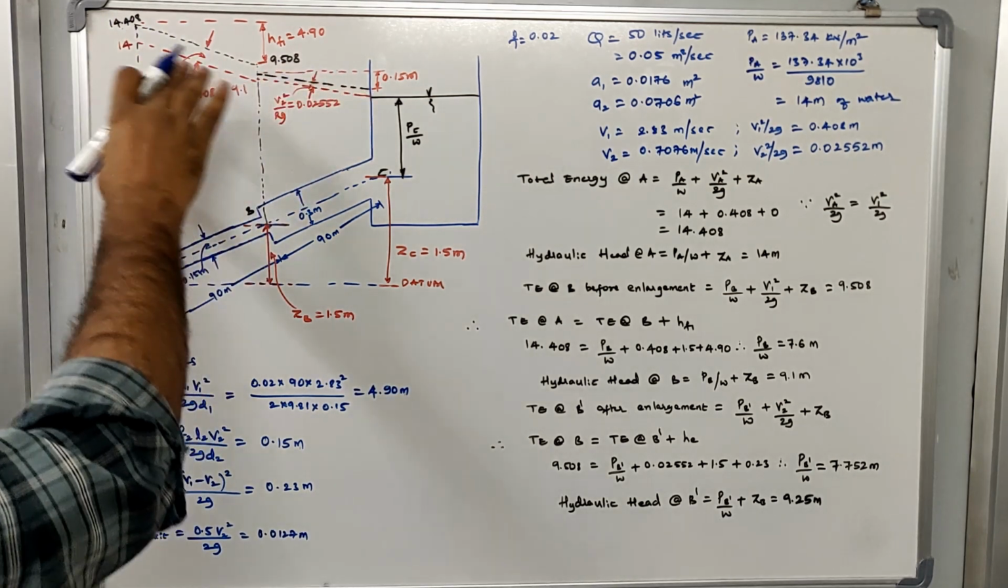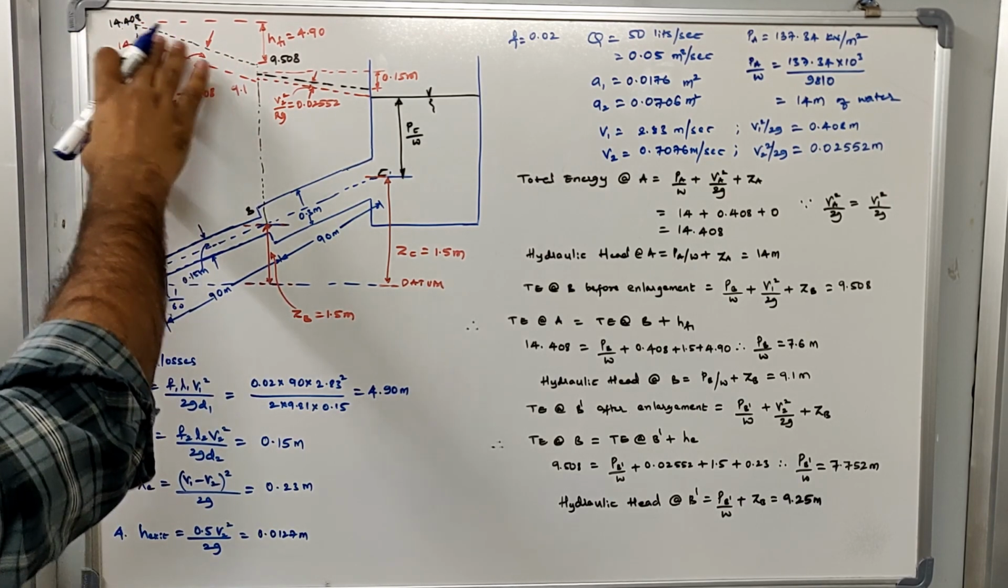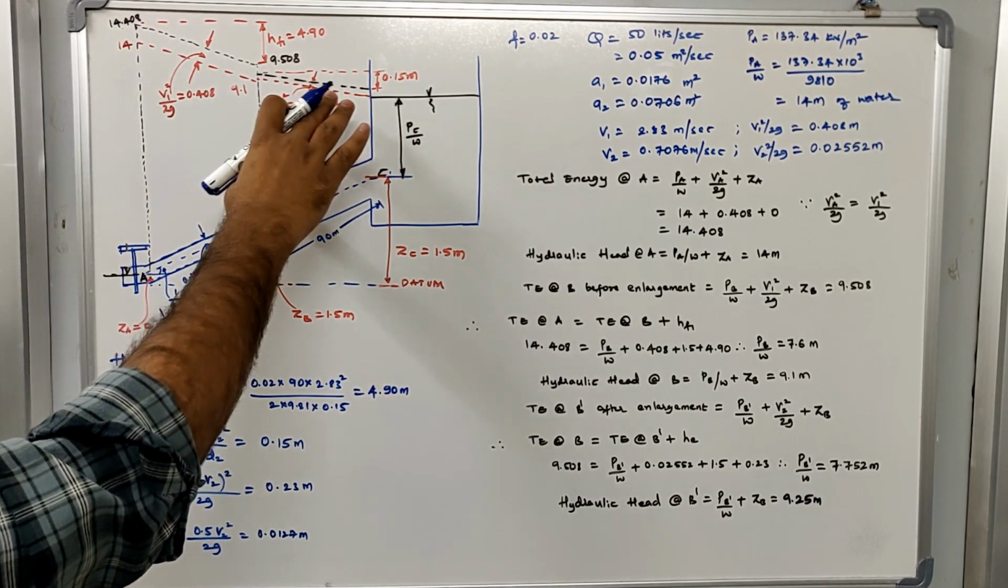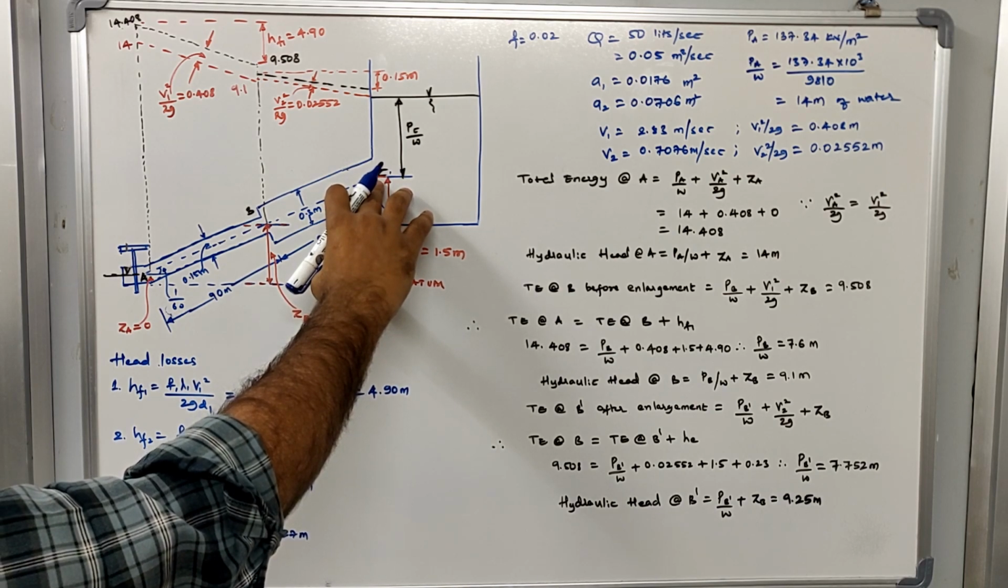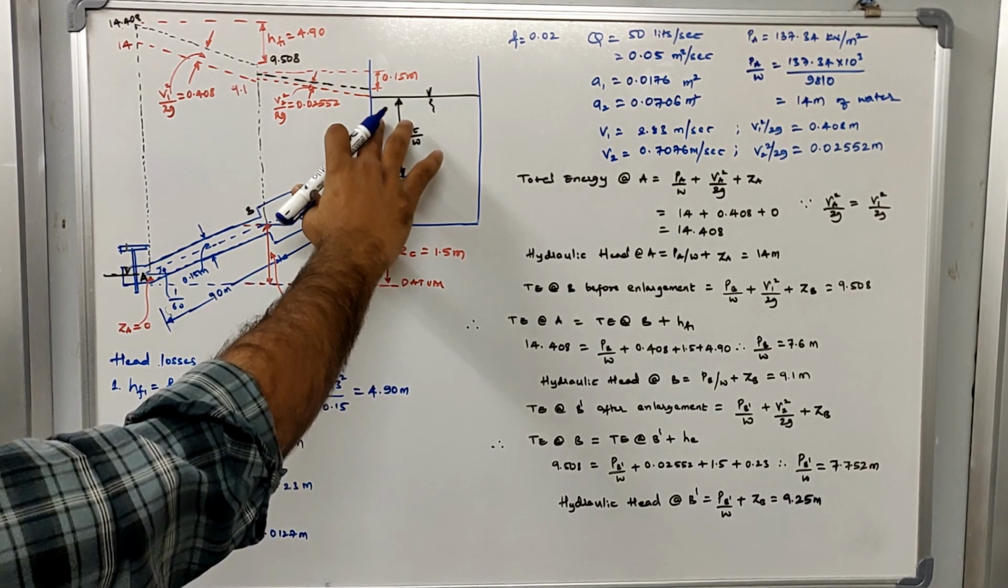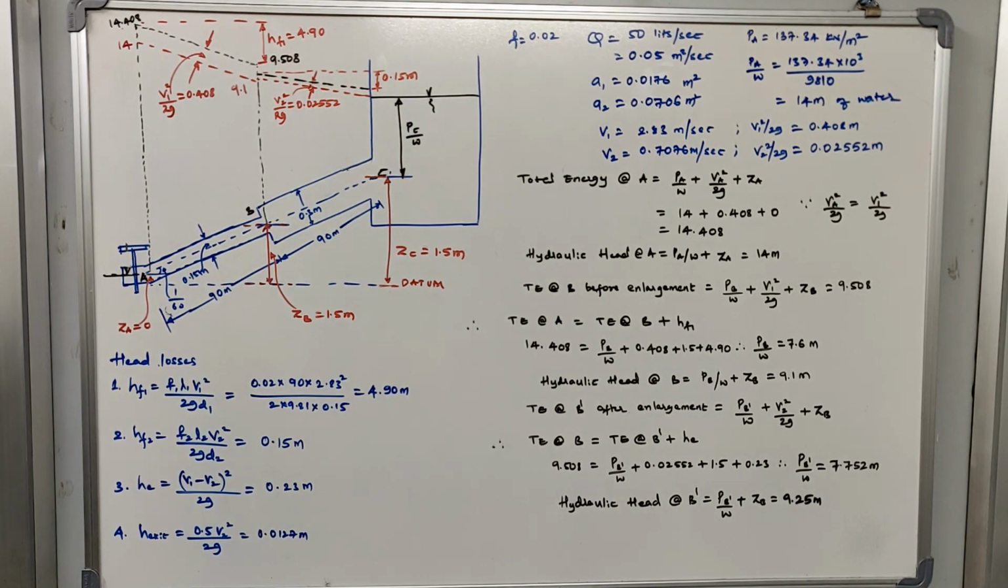Now, what he has told us to do: we have to draw the sketch of the total energy line, and then the sketch of the hydraulic gradient line, and also we need to determine the pressure at the discharge end. This is your discharge end. At this end, at C, we need to determine the pressure. Okay, so let us start solving the problem.